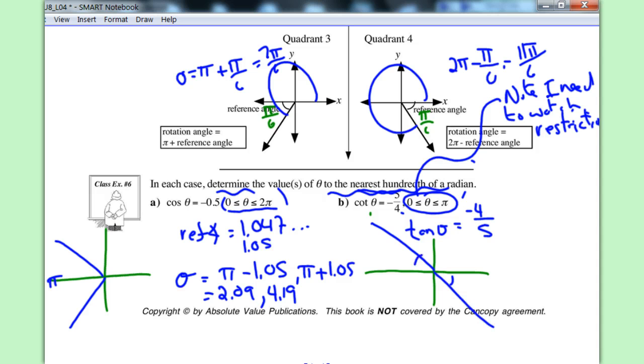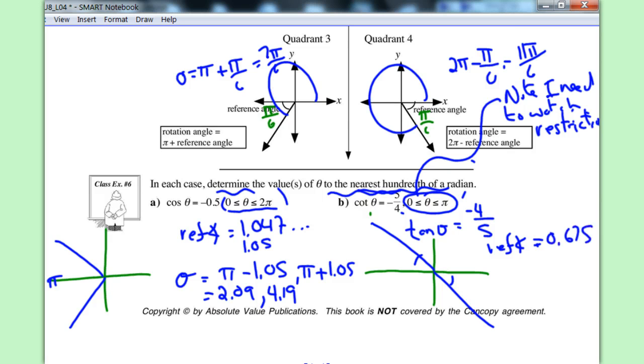So again, I find out my reference angle. My reference angle for this turns out to be, to 2 decimal places, 0.68. Or maybe I'll keep it to 3 decimal places for right now. My reference angle is equal to 0.675.